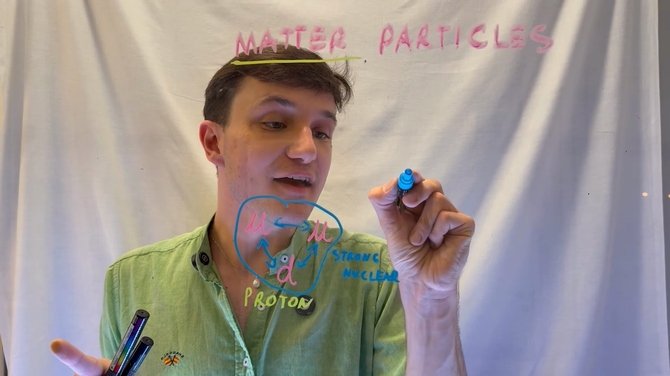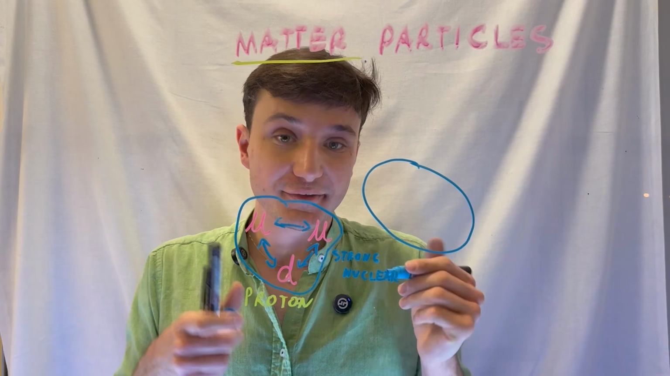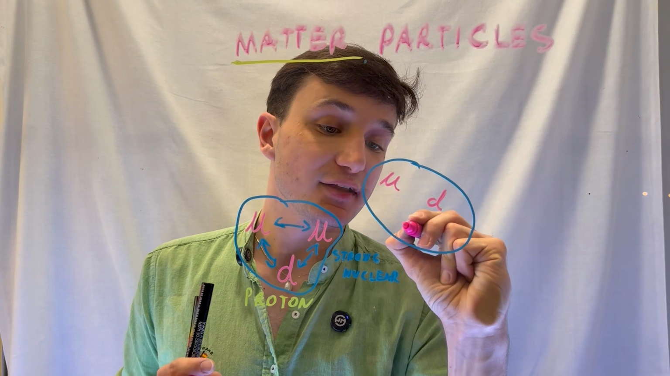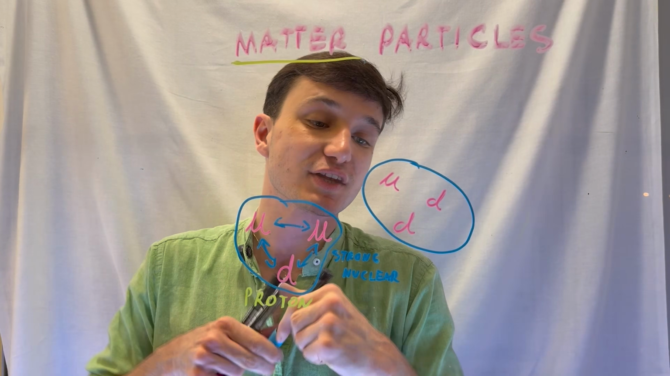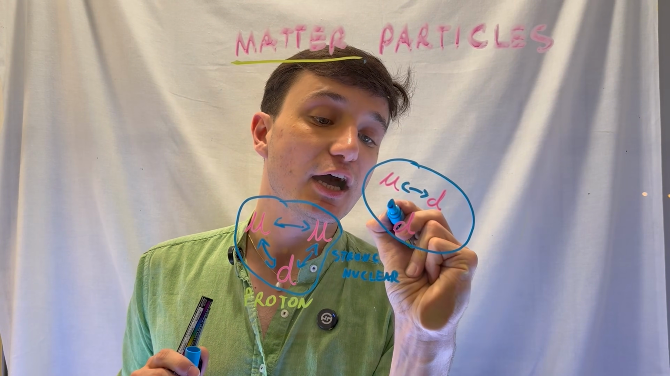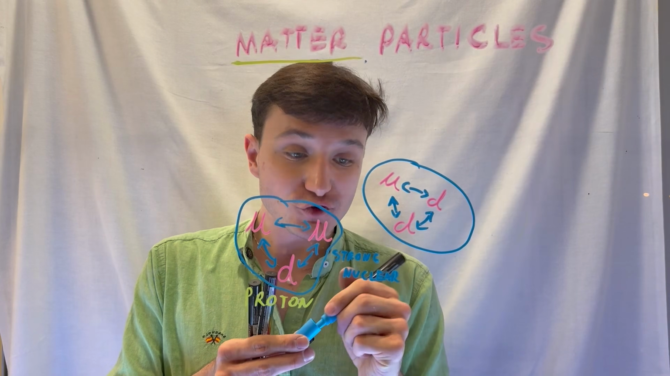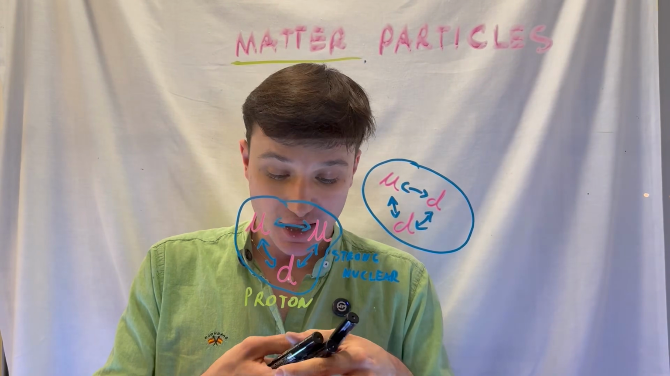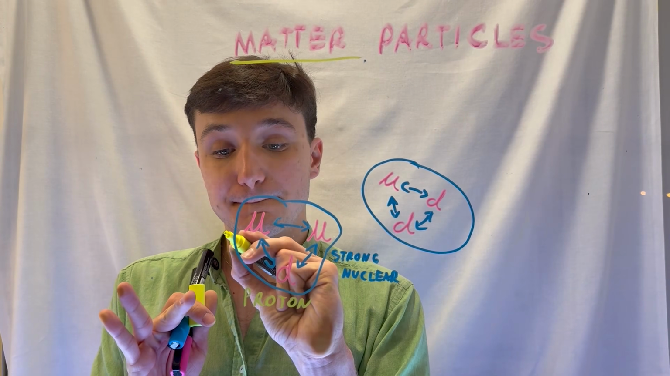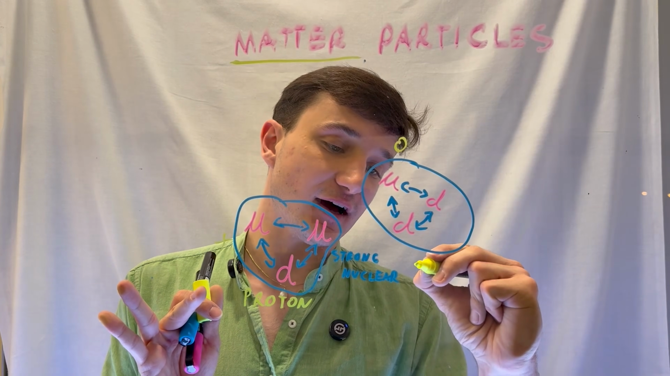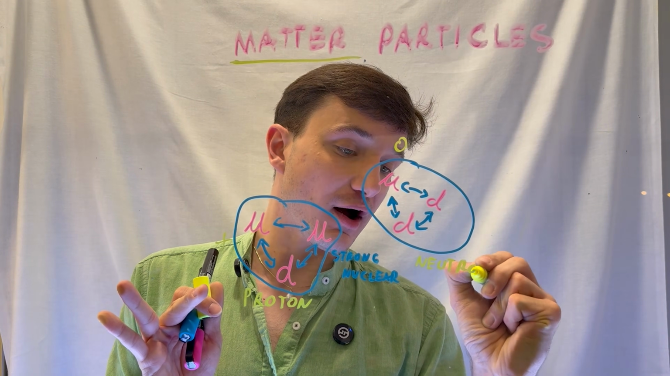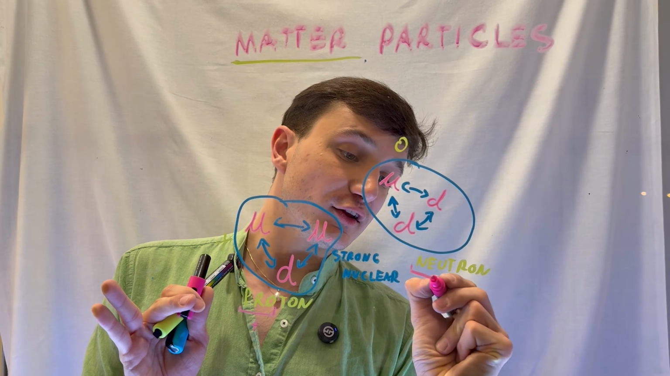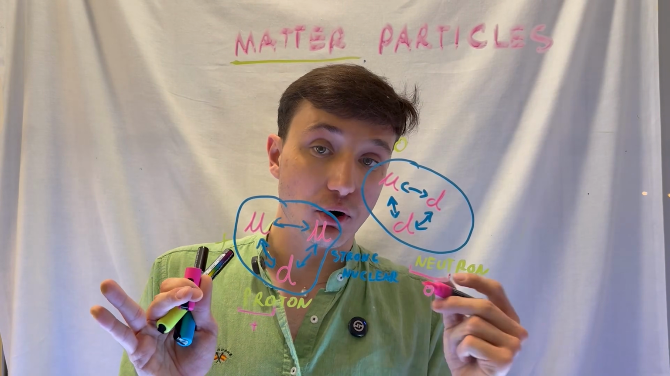Now we can have another structure also built by the strong nuclear force, which would be between an up and two down quarks. And we have already established that this is what we call a neutron. The neutron is also built by the strong nuclear force. Hence why I use the same color between those two particles, even though this is a positively charged proton and this is a neutral neutron. In fact, the pro in proton means positive, while the neut in neutron means zero or neutral.